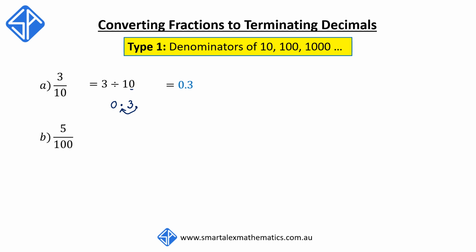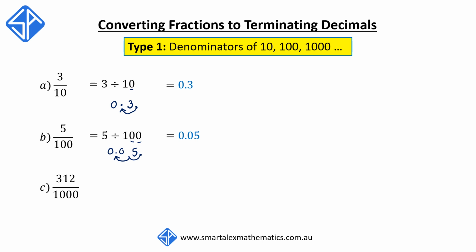Next, we have 5/100. This is the same as 5 divided by 100. So we write 5 with the decimal point at the right. Since there are two zeros, we move the decimal point 2 places to the left and fill in the gaps with 0. So 5/100 is the same as 0.05.